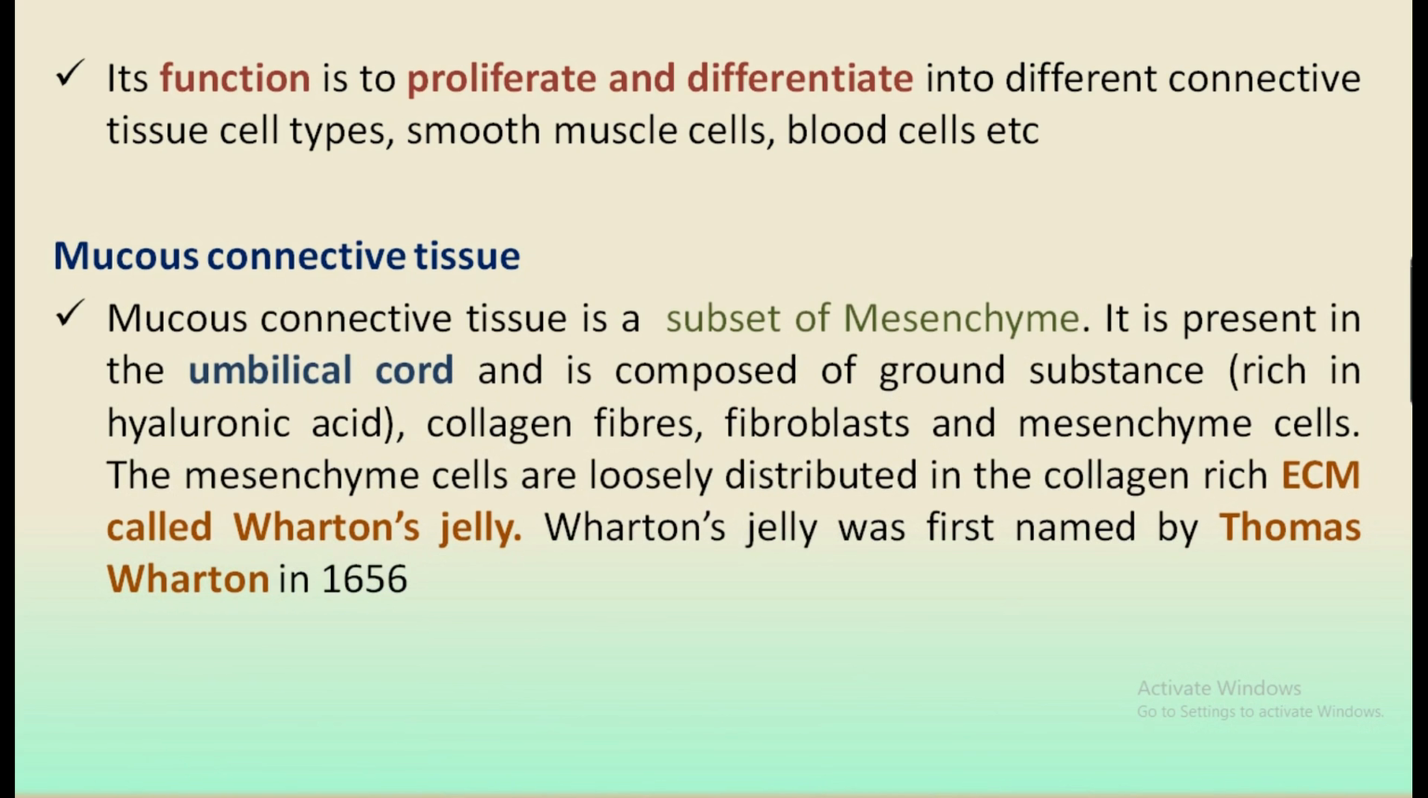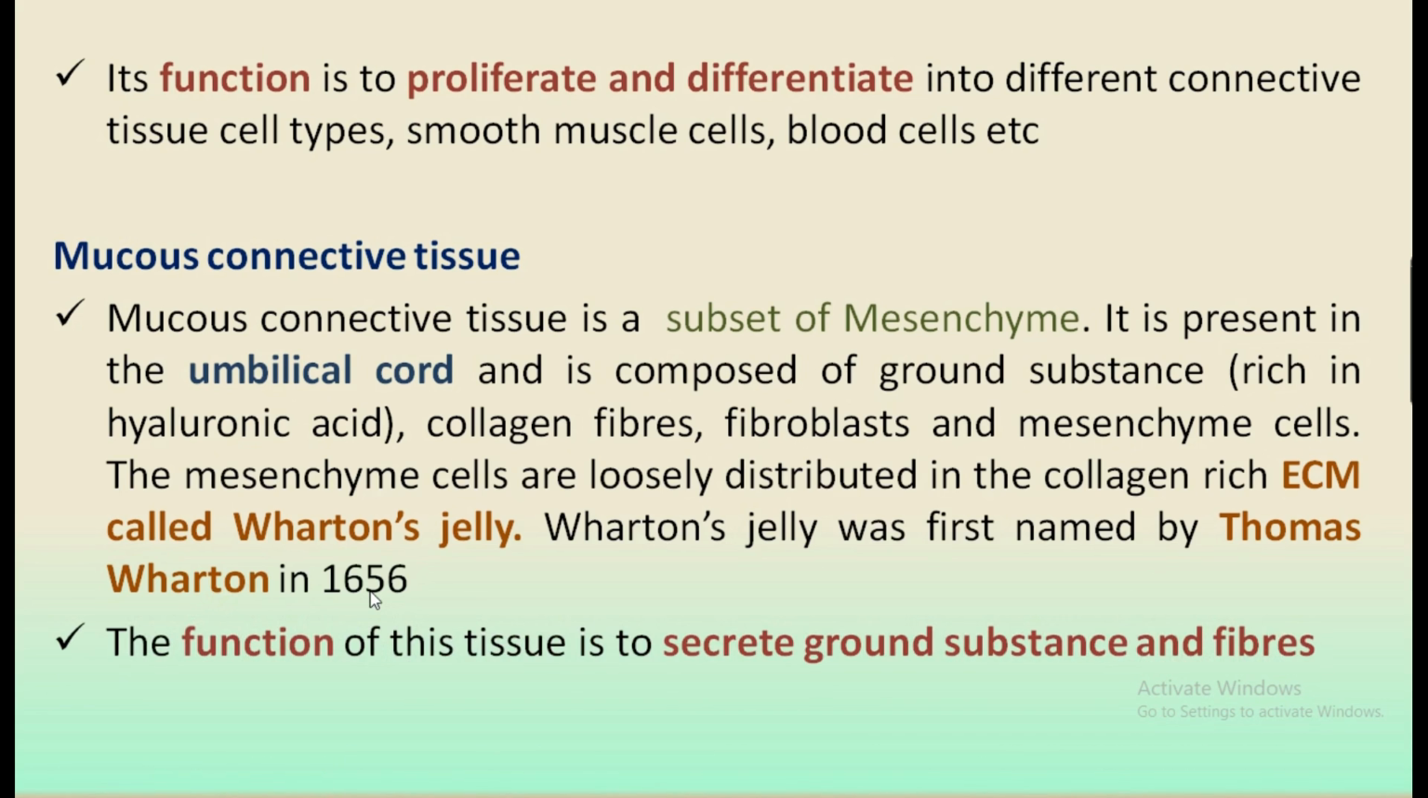The mucous connective tissue is a subset of the mesenchyme and it is present in the umbilical cord, and its composition is ground substance which is rich in hyaluronic acid, collagen fibers, fibroblasts and mesenchyme cells. These mesenchyme cells are loosely distributed in the collagen-rich extracellular matrix which is also called Wharton's jelly. The term Wharton's jelly was first given by Thomas Wharton in 1656. The function of mucous connective tissue is to secrete the ground substance and fibers.